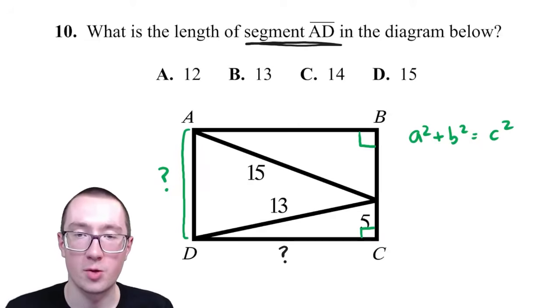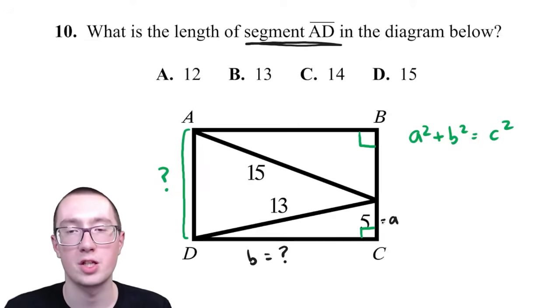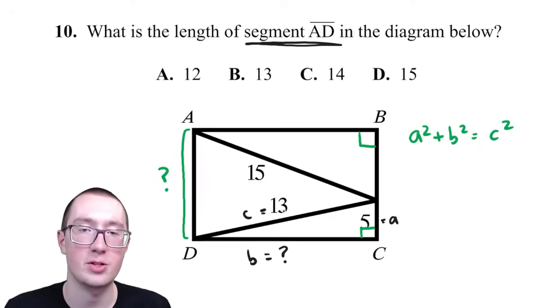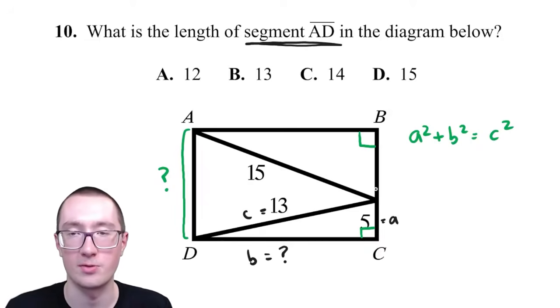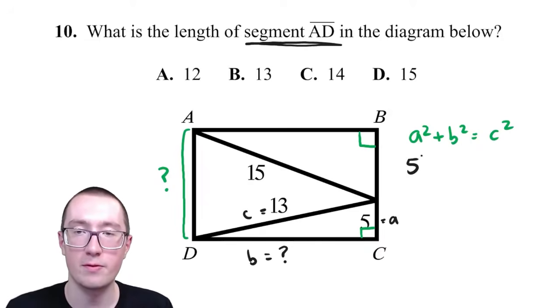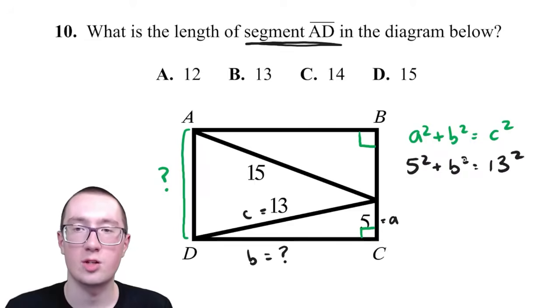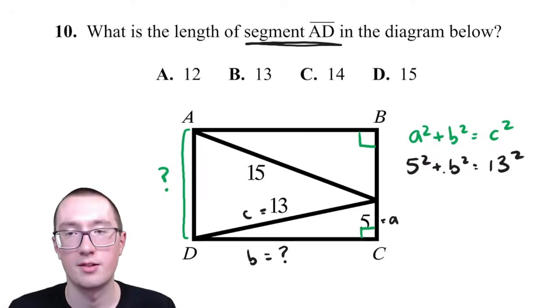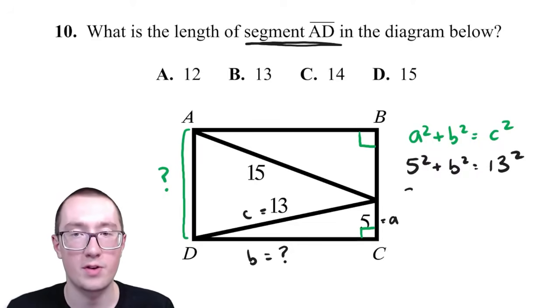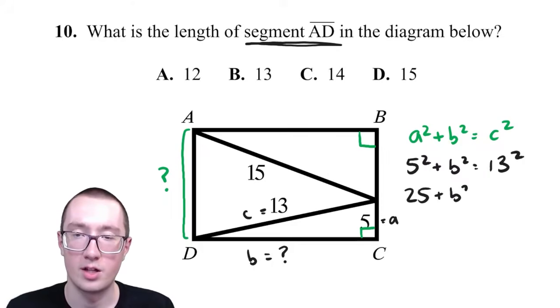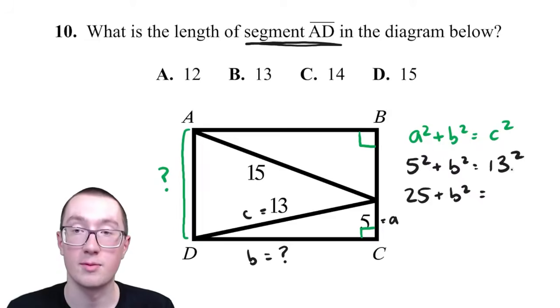So let's plug in what we know, right? I'm going to say that A is going to be 5 and B is going to be what we're looking for. You could do it the other way around. It's just that C has to be 13, our longest side, our diagonal side. So let's plug in 5 for A and 13 for C. B is going to stay the same because we don't know what that is yet. And now let's simplify as much as we can. So 5 squared, that's 5 times 5, which is 25. Everything else is going to stay the same. And then 13 squared is 169.